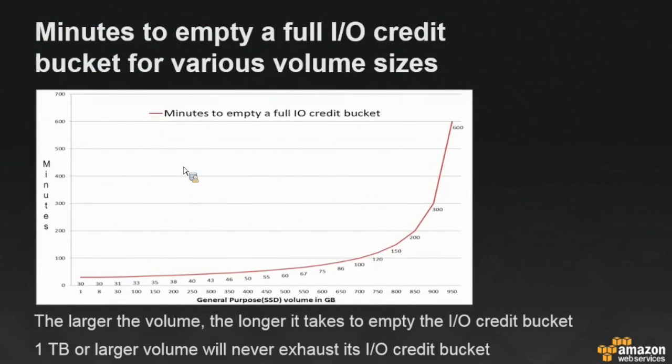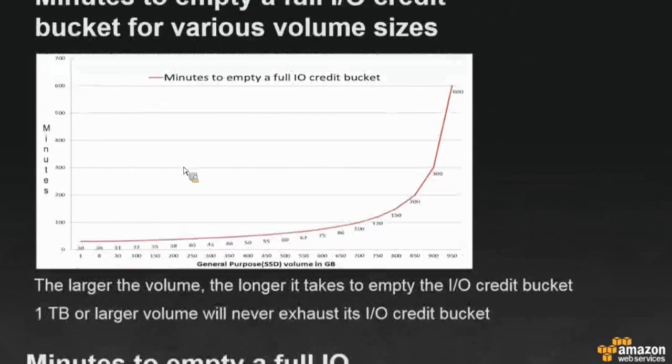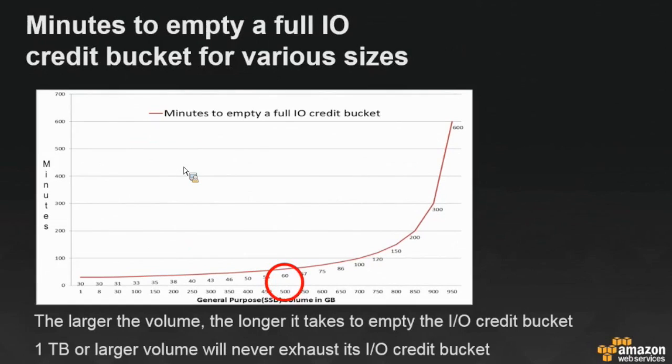What we do see in practice, though, is customers rarely actually empty their IO buckets. A single-digit percentage of customers over the life of GP2 since it launched have actually exceeded their IO credit bucket. That's because as the volume sizes get larger, the time it takes to empty your bucket is substantial. On this graph, we're showing volume size on the x-axis and time on the y-axis. As you can see, a 500 gigabyte volume takes 60 minutes before you empty the IO bucket.